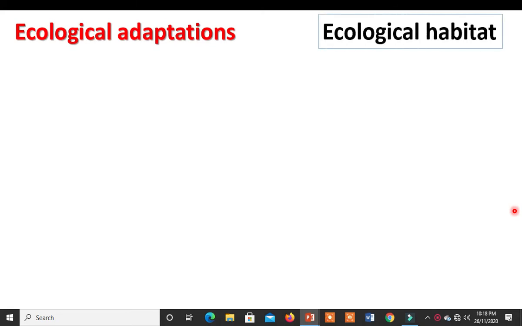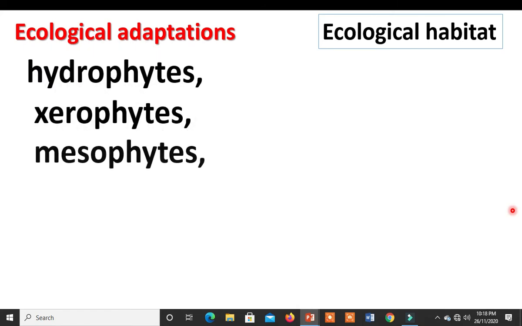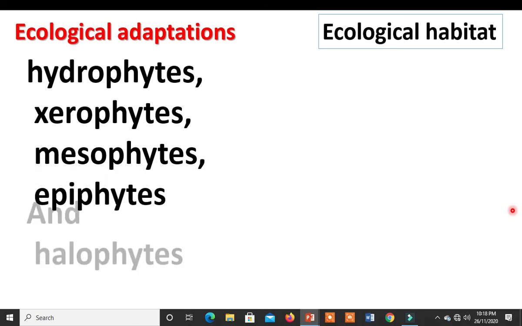Plants live in different ecological habitats. They are aquatic, terrestrial. To live in different habitats, they have developed adaptations. Xerophytic plants live in dry areas. Hydrophytes live in water. Based on the adaptations and habitat, plants are grouped under the following types: hydrophytes, xerophytes, mesophytes, epiphytes, and halophytes.